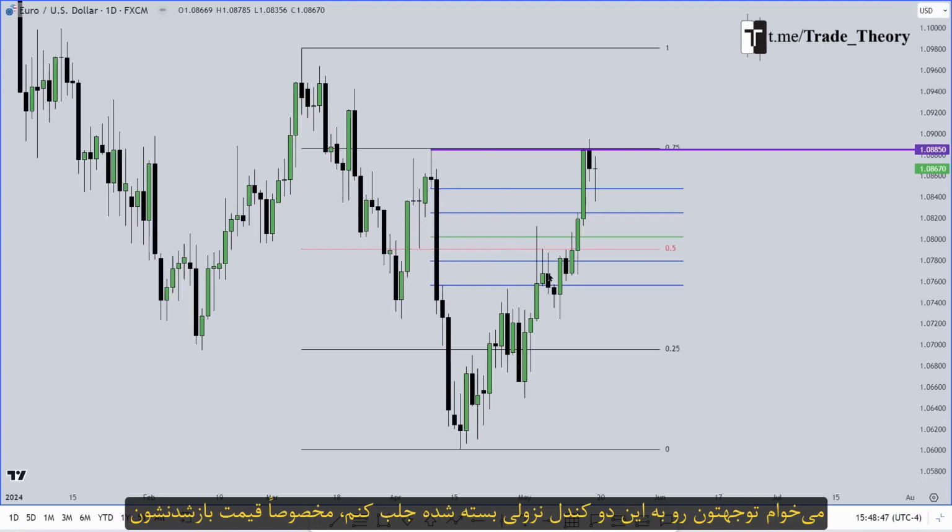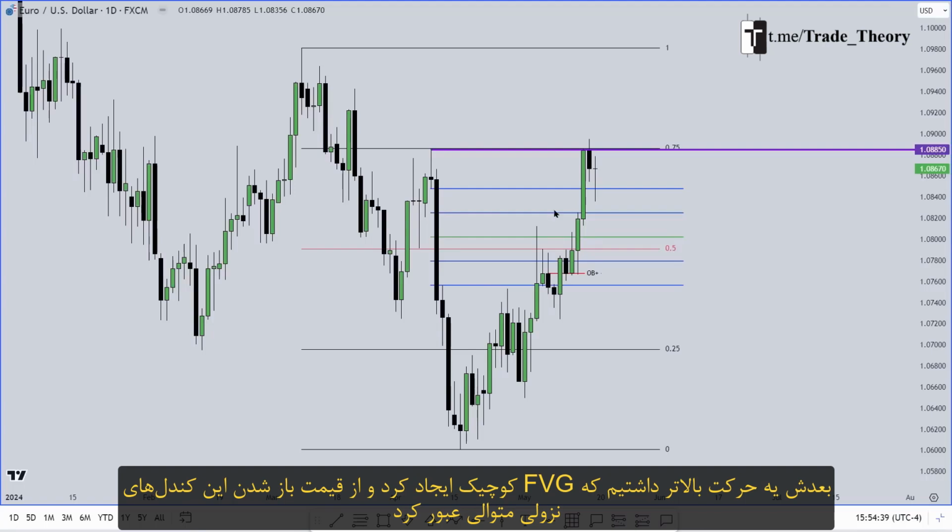I also want to bring your attention to these two down close candles, and more specifically the opening price. So these two down close candles were formed where? At the discount low of this sell side imbalance. And then we had displacement higher, leaving this small fair value gap and running through the opening price of these consecutive down close candles.